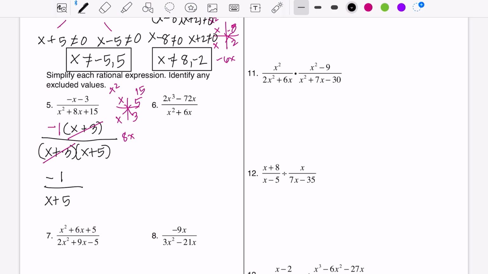What you want to notice though is that the problem does say that you need to also state the excluded values, and it's the same thing on your test. So make sure that you go back to the original, and then your excluded values are x can't equal -3 or -5.